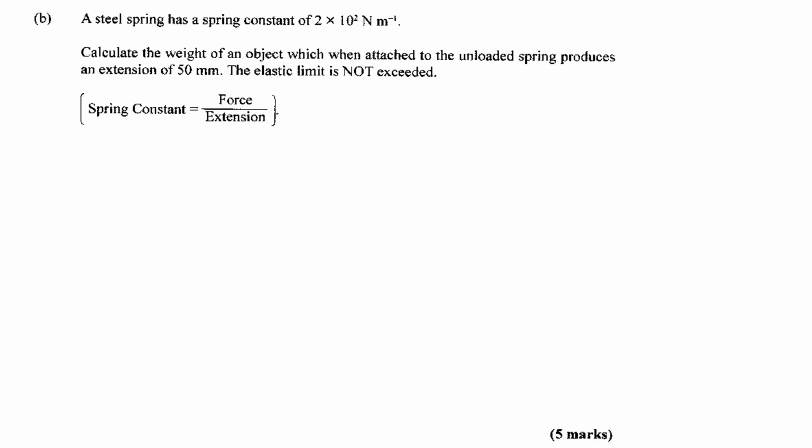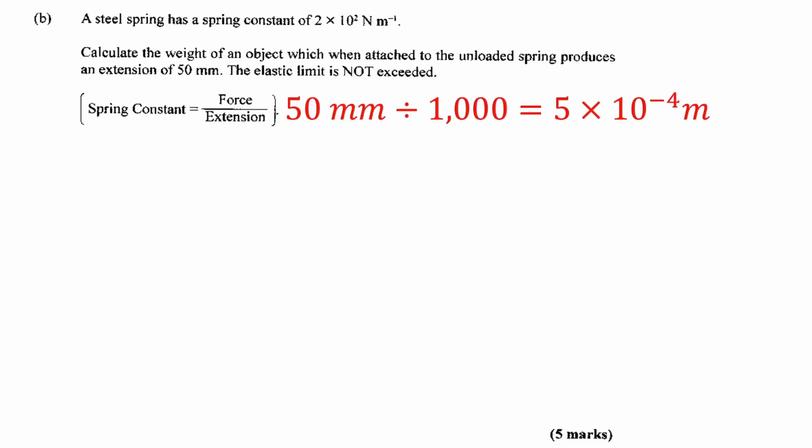So let's see, first thing we need to do is notice that the spring constant is given in units of newtons per meter, and the extension is given in millimeters. So we need to convert that millimeters to meters by dividing by 1,000, and so that will give you 5 times 10 to the negative 4 meters.